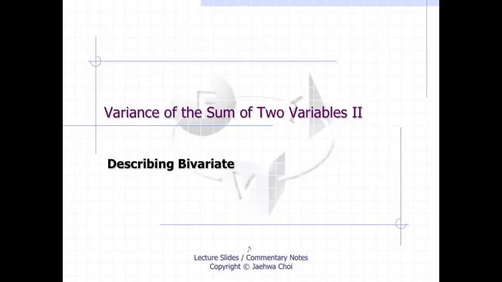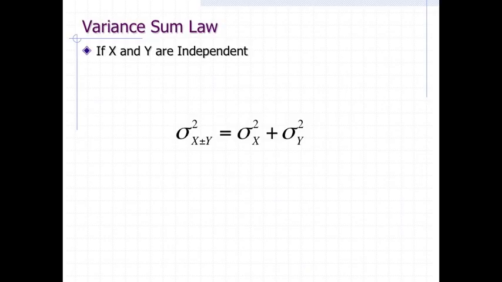Variance of the sum of two variables, Part 2. Recall that when the variables x and y are independent, the variance of the sum of x and y is the variance of x plus the variance of y. The variance of x minus y is also the variance of x plus the variance of y.